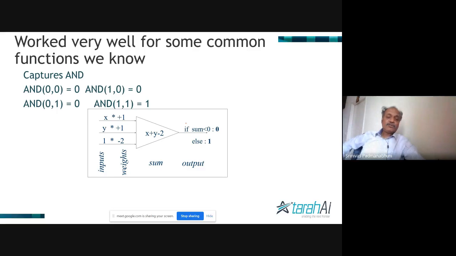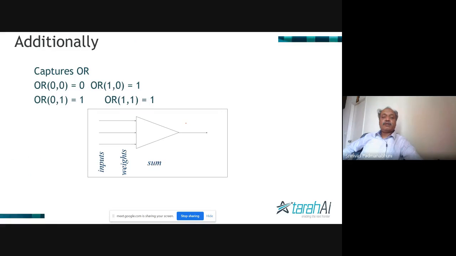The example you saw is AND here. If you see x plus y minus 2, you take 0, 0: 0, 0 minus 2 means it is less than 0, so it gives you 0. If you take 1, 0, it gives minus 1, which is less than 0, so it gives 0. If you take 1, 1, it is 2 minus 2, which gives 0. 0 is greater than or equal to 0, so it gives you 1. For all others, it gives 0. So it is mimicking the AND function. The same thing you can try for OR; you can find a similar way of manipulating and representing the neural network to represent the OR function.